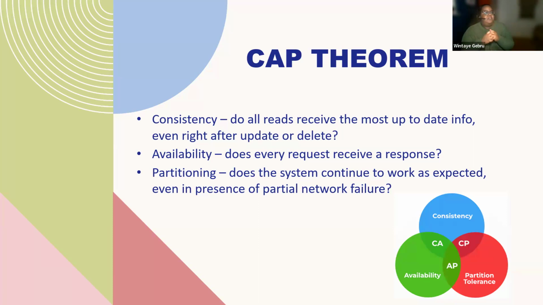But in this list of these three things, C, A, and P, you can only ever have at most two of them. Your database management system can be consistent and available, it can be available and partition tolerant, or it can be consistent and partition tolerant. Does anybody want to take a super quick guess as to what you think?